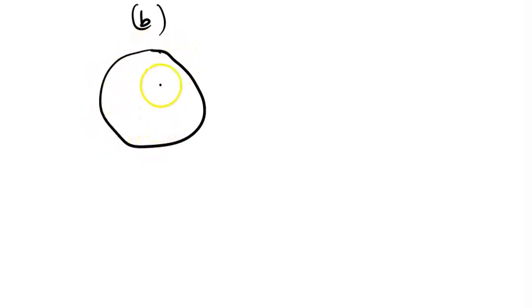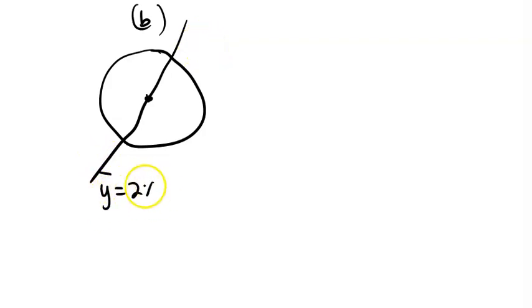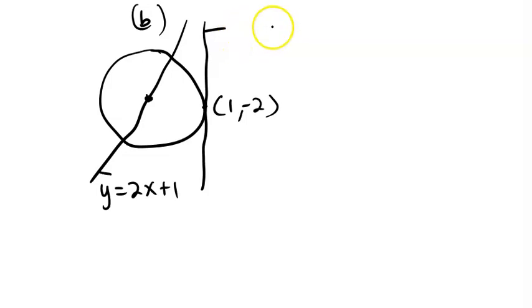So let's see part B. We have our circle, and then there is a line, assuming that this is the center. The line passes through the center, and then there is a tangent. This is the line y = 2x + 1. Then there is also a tangent at (1, -2). The equation of the tangent is x - 2y - 5 = 0. Okay, so we have to find the coordinates of the center.